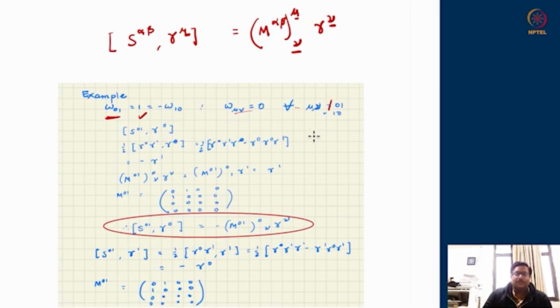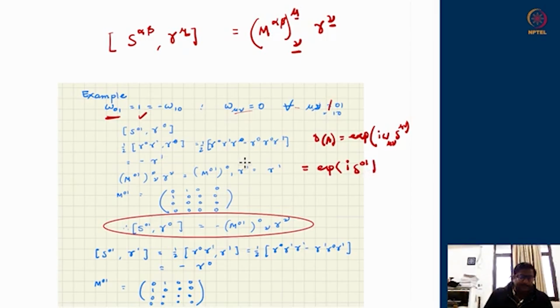So therefore, the D matrix, which transforms the spinors, which was being written as exponential of iota omega mu nu S mu nu, will become equal to exponential of iota omega 0 1, which is 1, and S 0 1. That's all.